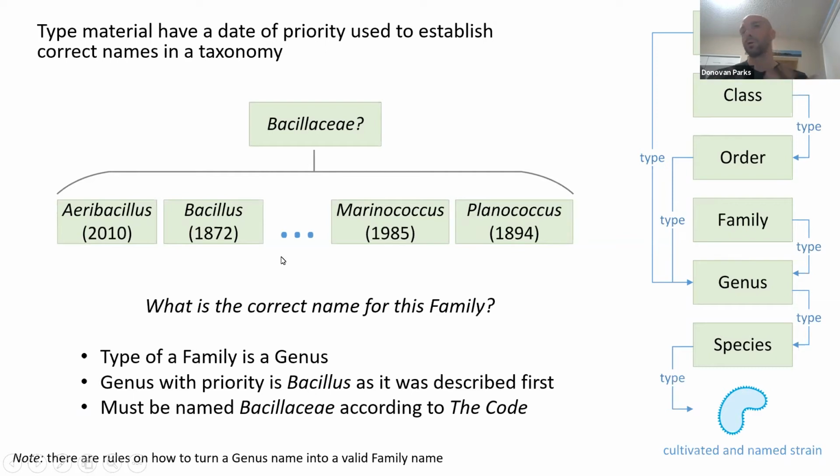And then all names in the nomenclatural code basically have a date of priority associated with them. And this is basically the date on which this name was first published. So we look across these genera, we find the one that was published first. That's the name that has priority. It's Bacillus in this case, so we call this family Bacillaceae.